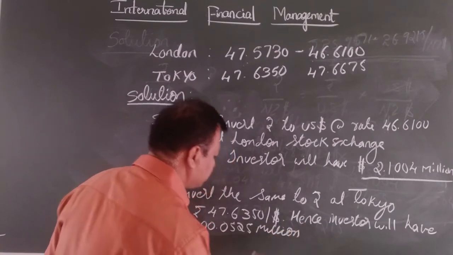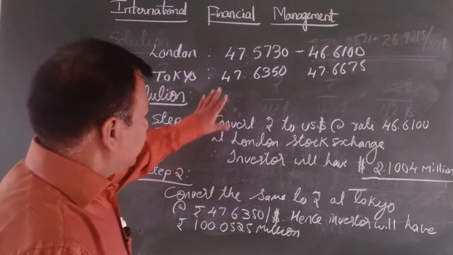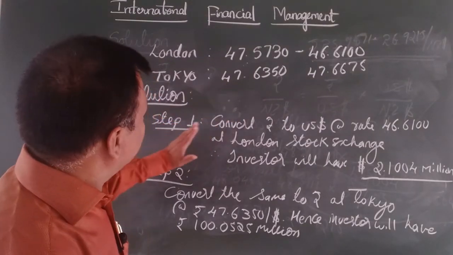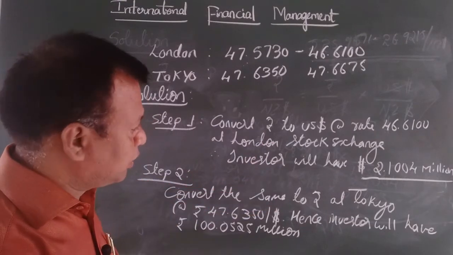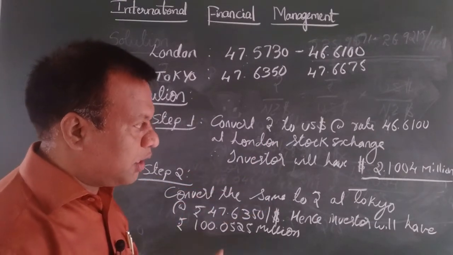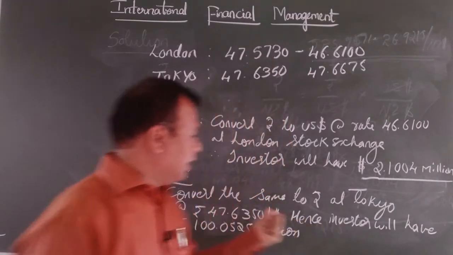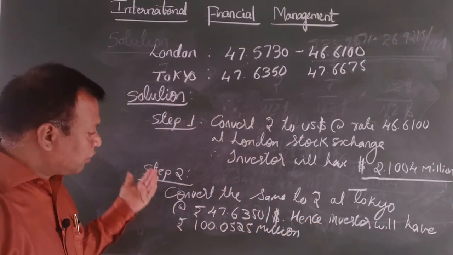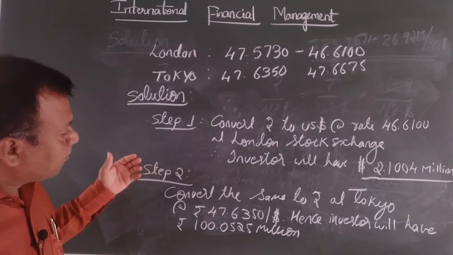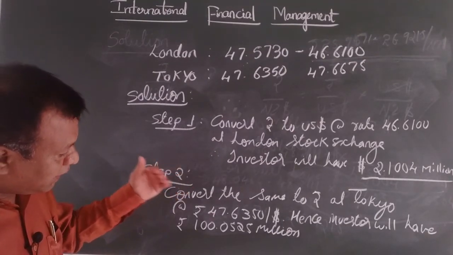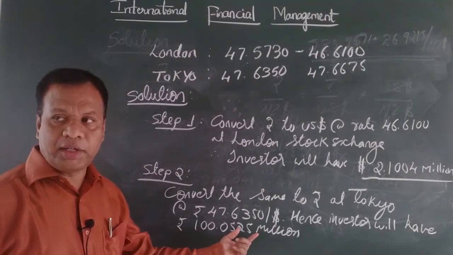In simple terms, initially we converted rupee to dollar at the rate of 46.6100, and the investor has $2.1004 million. Second, we convert the dollar 2.1004 million into rupee. Hence, the investor will have 100.0525 million.